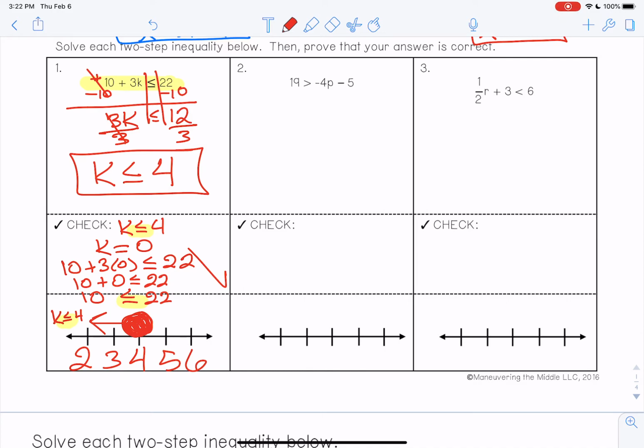All right, now go ahead and do 2 and 3 on your own. Pause the video. And then when you're done and you're ready to check your answers, go ahead and restart the video and check and see if you got it correct. Pause the video now.